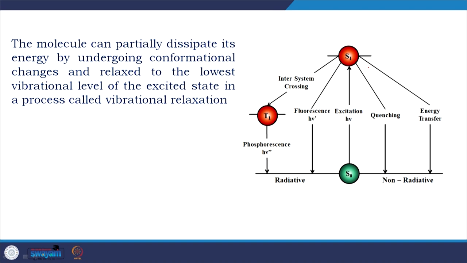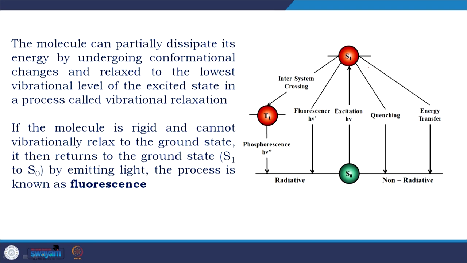The molecule can partially dissipate its energy by undergoing conformational changes and relax to the lowest vibrational level of the excited state in a process called vibrational relaxation. If the molecule is rigid and cannot vibrationally relax to the ground state, it then returns to the ground state, S1 to S0, by emitting light. This process is called fluorescence, which we are going to study in this module.